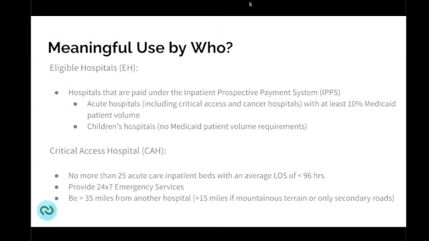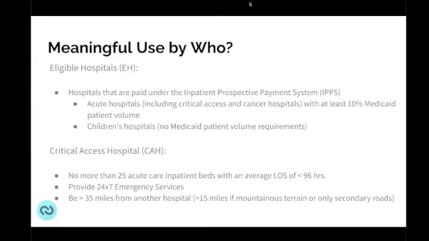So the most important thing that we'll look into is meaningful use, and by who. So who is this? Who are we talking about when we're talking about all of these legislative activities that have gone on? So there's 3 main categories when we're looking at healthcare legislation, and they are EH, CAH, and EP. So EH is eligible hospitals. So this is any hospital that's paid under the inpatient prospective payment system, which is, of course, another program that crosses over into the Medicare and Medicaid world.